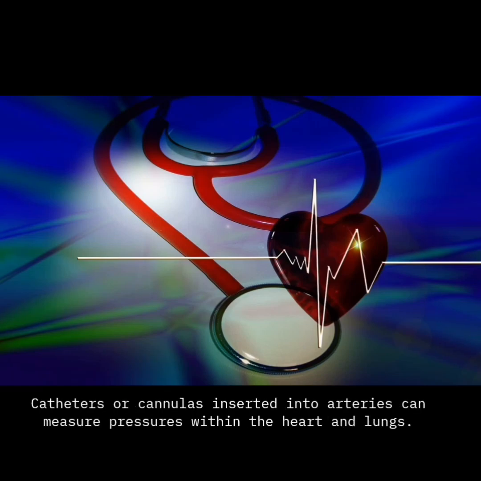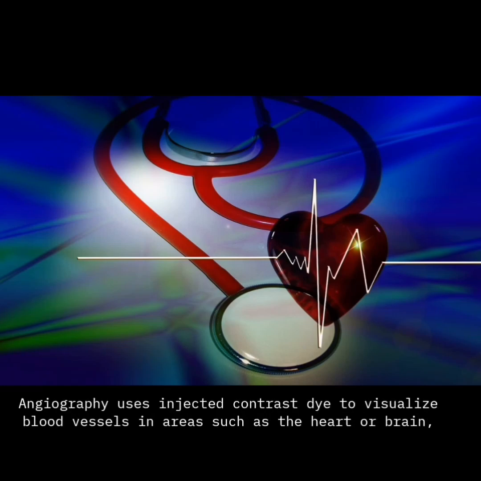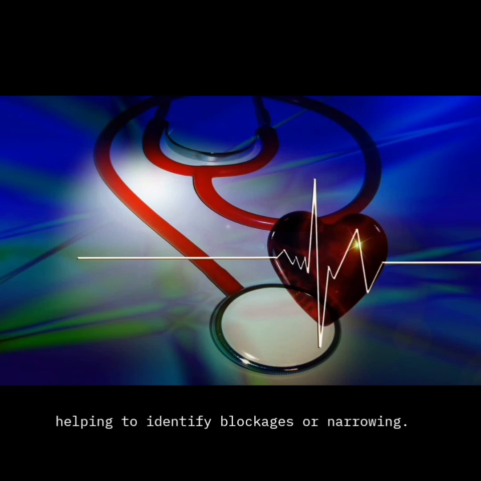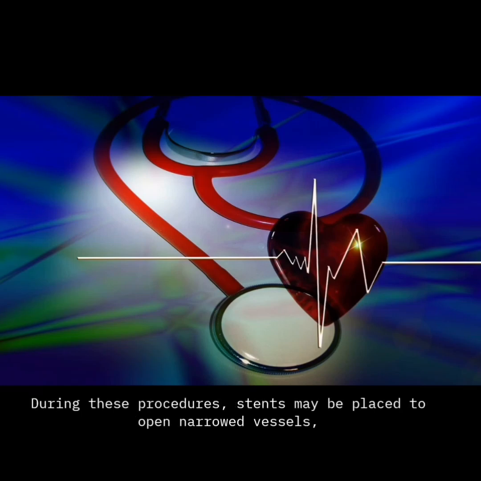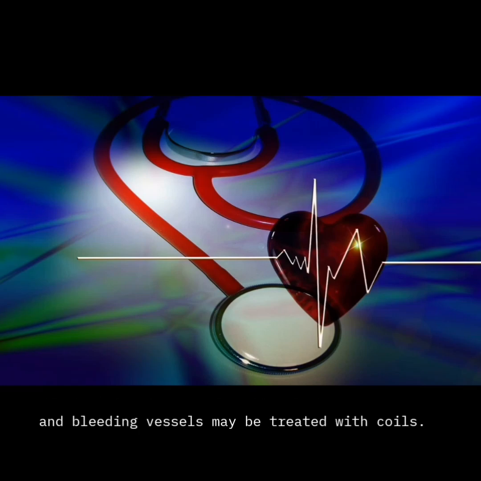Catheters or cannulas inserted into arteries can measure pressures within the heart and lungs. Angiography uses injected contrast dye to visualize blood vessels in areas such as the heart or brain, helping to identify blockages or narrowing. During these procedures, stents may be placed to open narrowed vessels, and bleeding vessels may be treated with coils.